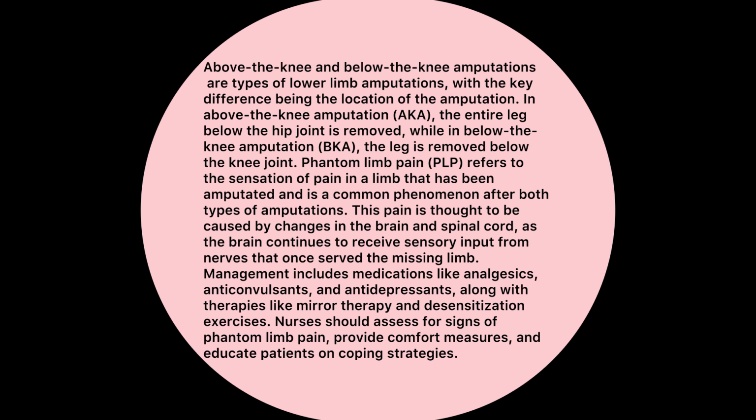And the next topic is above the knee and below the knee amputation plus phantom limb pain. In this condition, the patient still feels pain in a leg which is already amputated. The nursing management includes medications like analgesics, anticonvulsants, antidepressants, along with therapies like mirror therapy and desensitization exercises. Nurses should assess for signs of phantom limb pain, provide comfort measures, and educate the patient on coping strategies. And in case of post amputation, we must watch for signs and symptoms of bleeding from the site of amputation.